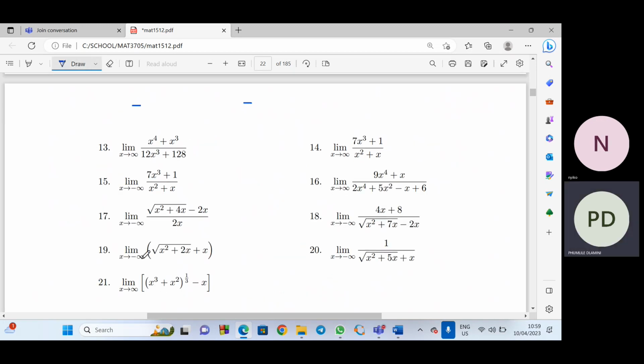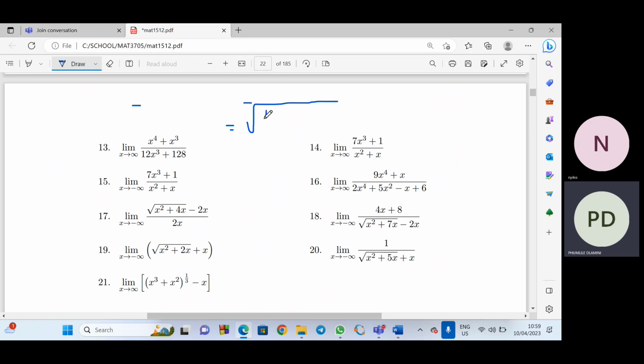So number 19, it says limit when x approaches negative infinity of square root of x squared plus 2x, plus x, and this x is outside of the square root. So when we write this one here, this is the same as, you take inside, equals to, then you're going to write a square root inside.